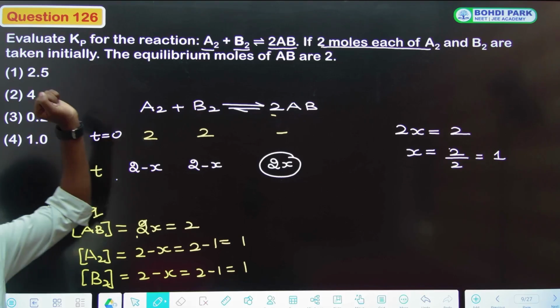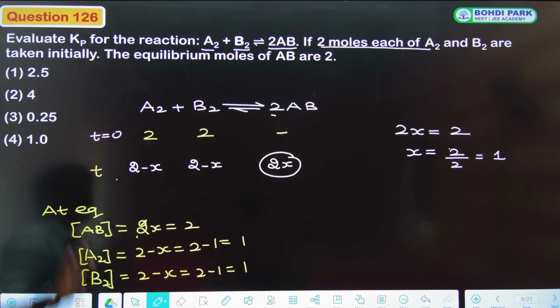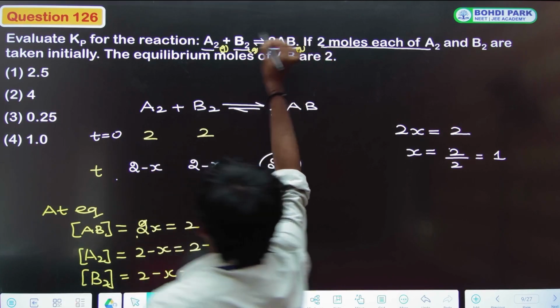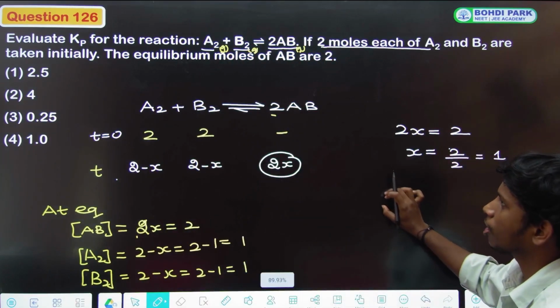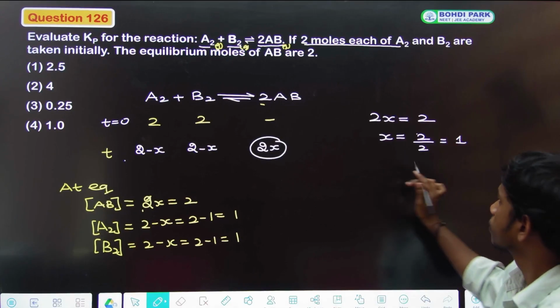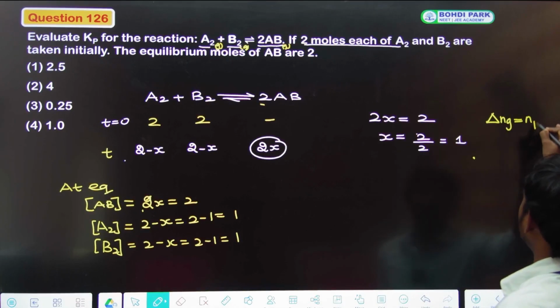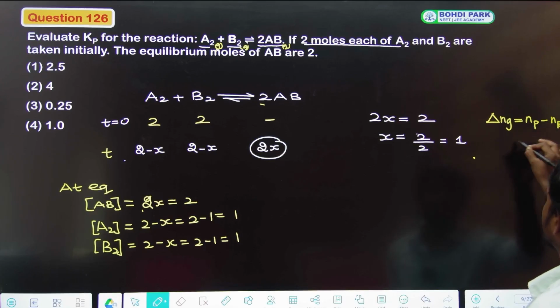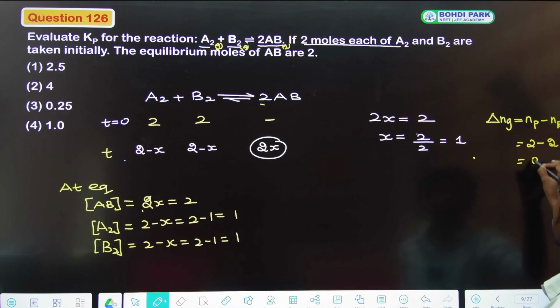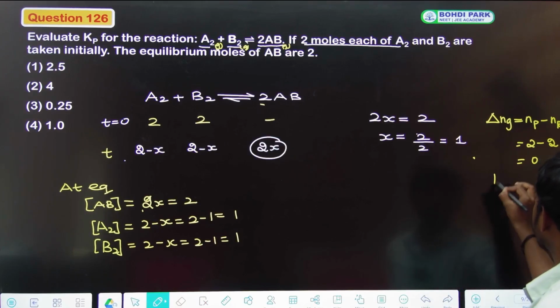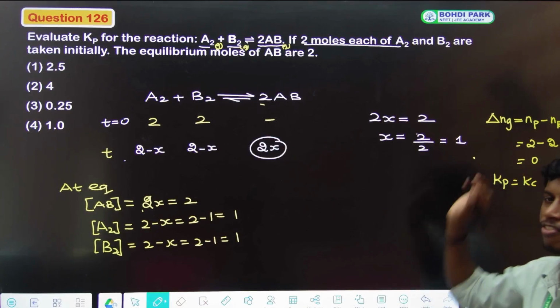Okay, Kp value இருக்காங்க. Okay, so in the case the number of gaseous reactant and number of gaseous products are same. Delta Ng value நான் calculate பண்ணி பார்க்கிறேன். I'm calculating delta Ng value. Number of gaseous product minus number of gaseous reactant. So gaseous product மொத்தம் 2 இருக்கு, gaseous reactants 2 தான் இருக்கு. So it will be 0. So in this case, the Kp will be equal to Kc. நான் Kc find பண்ணாலே போதும்.